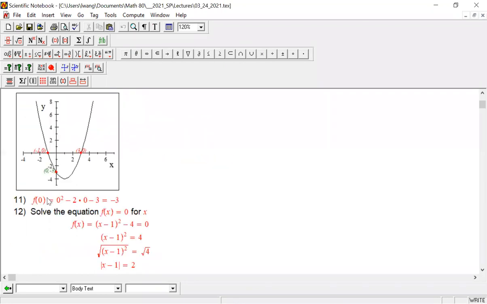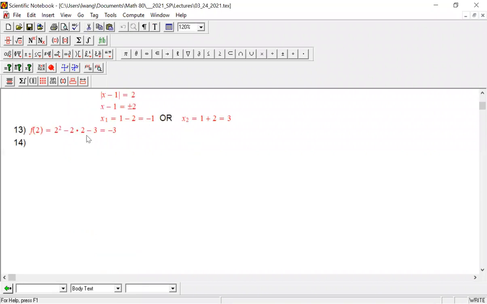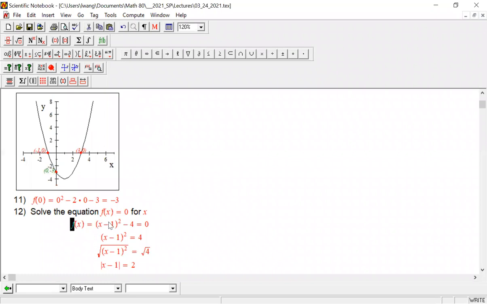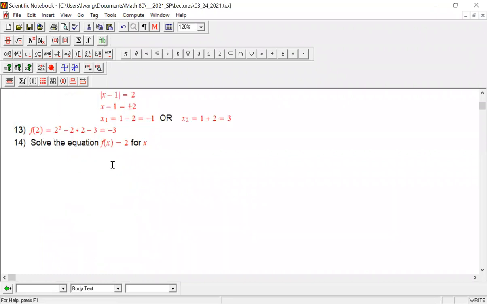14 says solve for x, right? Solve for x, but f of x is 2. You see, in one the input is 2, in the other the output is 2. So what do we do then? It's very similar, okay? We can take whichever one you like, it doesn't matter.